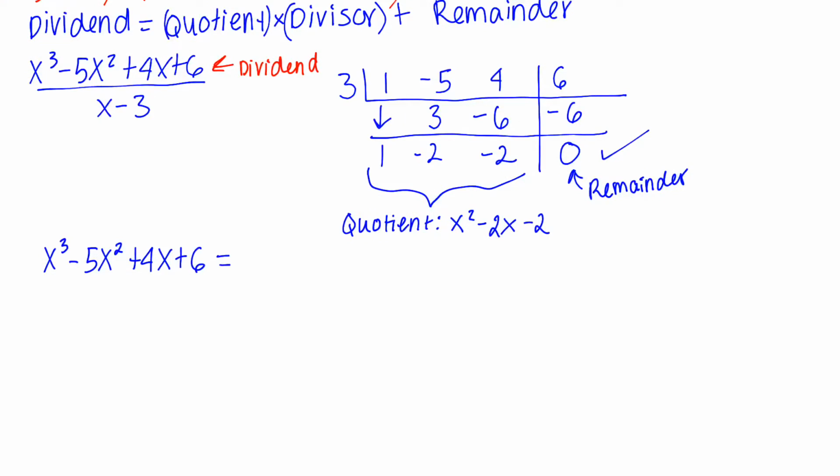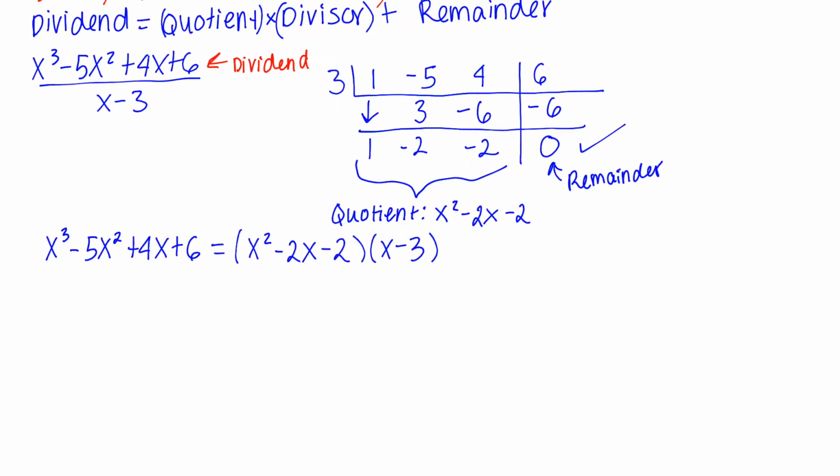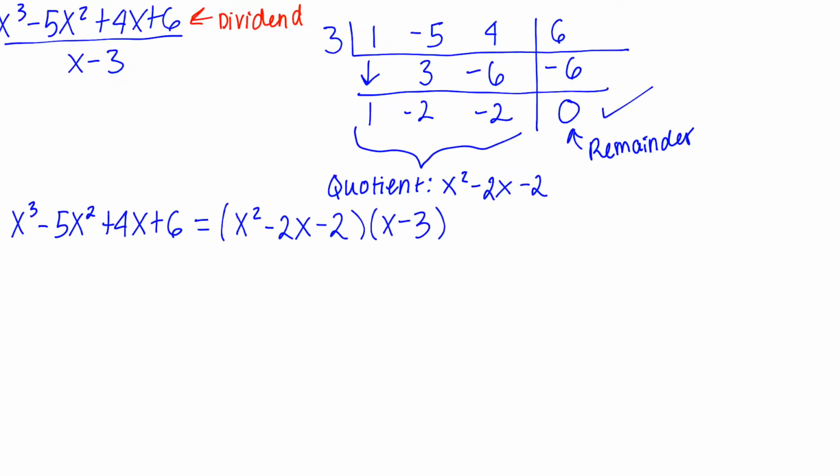So this is equal to the quotient, which is x squared minus 2x minus 2, times the divisor, which was x minus 3, plus the remainder, which is 0. Now, if I'm just adding 0 at the end, that's not really important, so I'm just going to erase it. So we are nearly all the way factored at this point. We just need to factor this guy. And we don't have much more space on this page, but we're going to make it work.